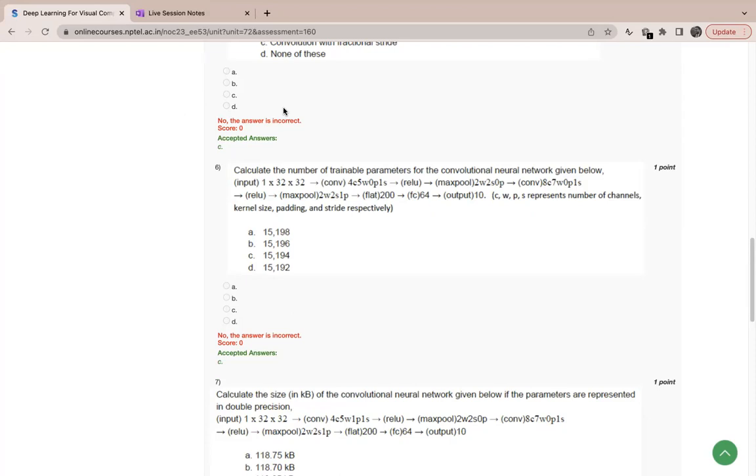Coming to question number 6. Calculate the number of trainable parameters for the convolutional neural network given below. Input 1 into 32 cross 32. That is going to a convolutional layer of 4C 5W 0P 1S. So let's decode it.